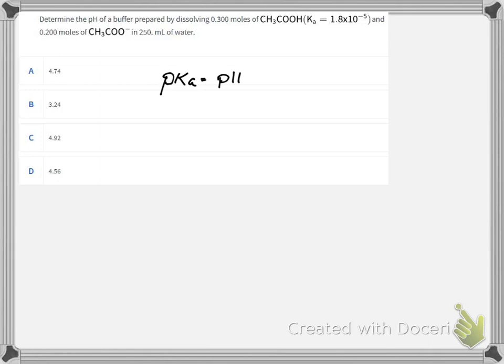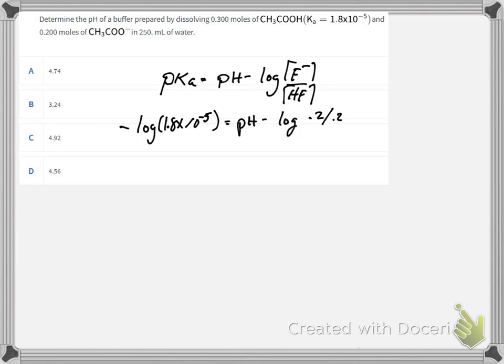So we're just going to start with the Henderson-Hasselbalch equation. And now we're given Ka, which we have to use to find pKa. We don't know pH, but we do know the concentrations now. So now this is ideal for using the Henderson-Hasselbalch equation. We want to solve for pH.